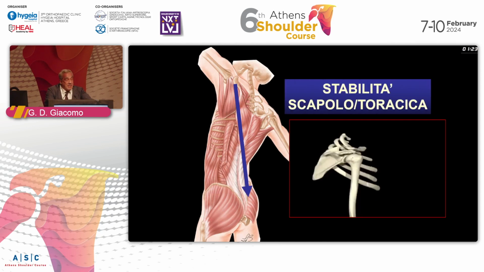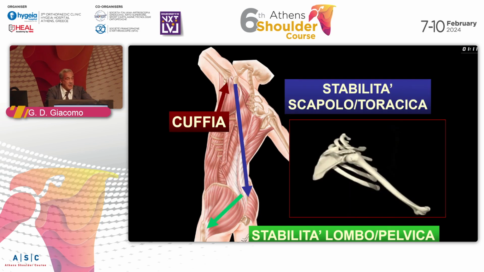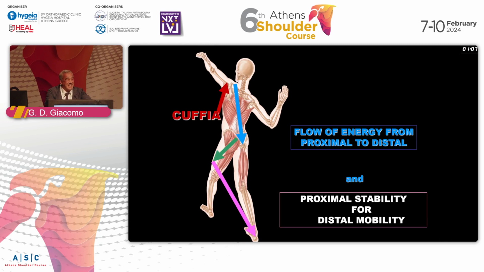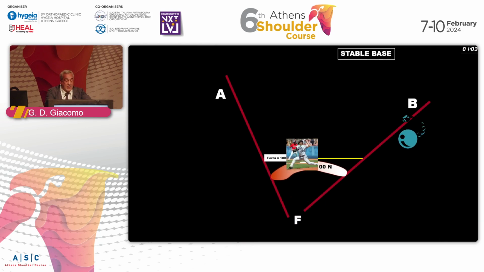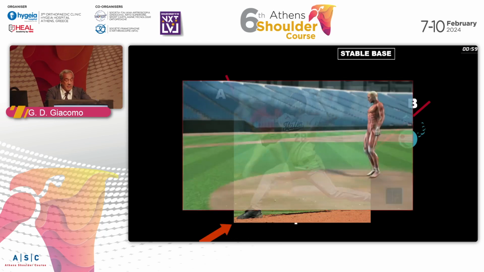So when we speak about the scapula, we have to keep in mind that most of these muscles originate at the level of the core. So the core stability and the inferior limb, and by these words I mean the kinetic chain, is very, very important. So when we speak about the scapula, never forget that there is a flow of energy from proximal to distal. Going back, this is very important also in overhead throwing sports.